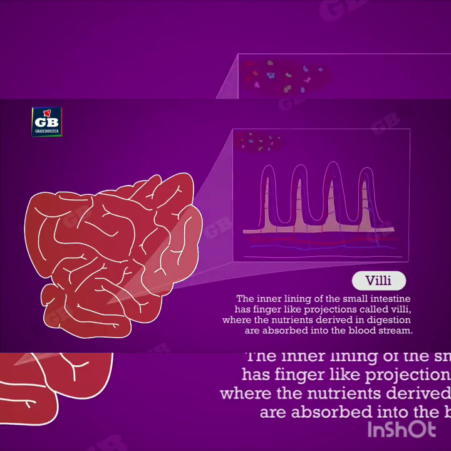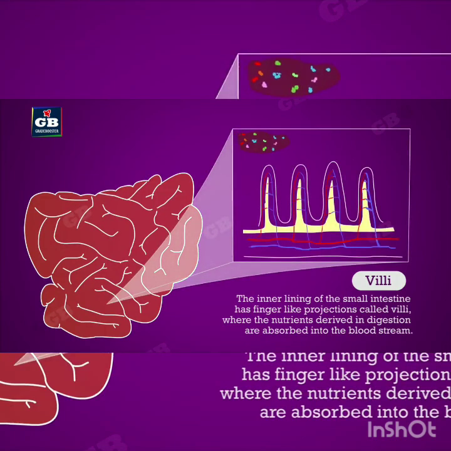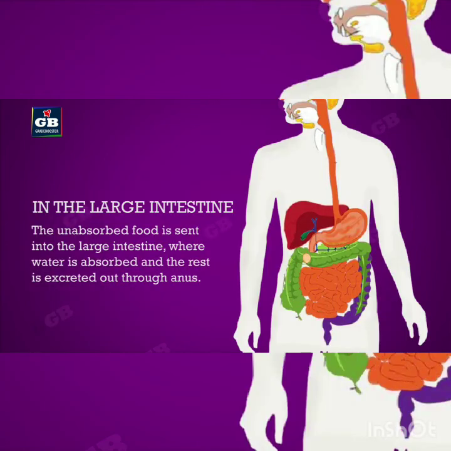The inner lining of the small intestine has finger-like projections called villi, where the nutrients derived in digestion are absorbed into the bloodstream. The unabsorbed food is sent into the large intestine, where water is absorbed and the rest is excreted out through the anus.